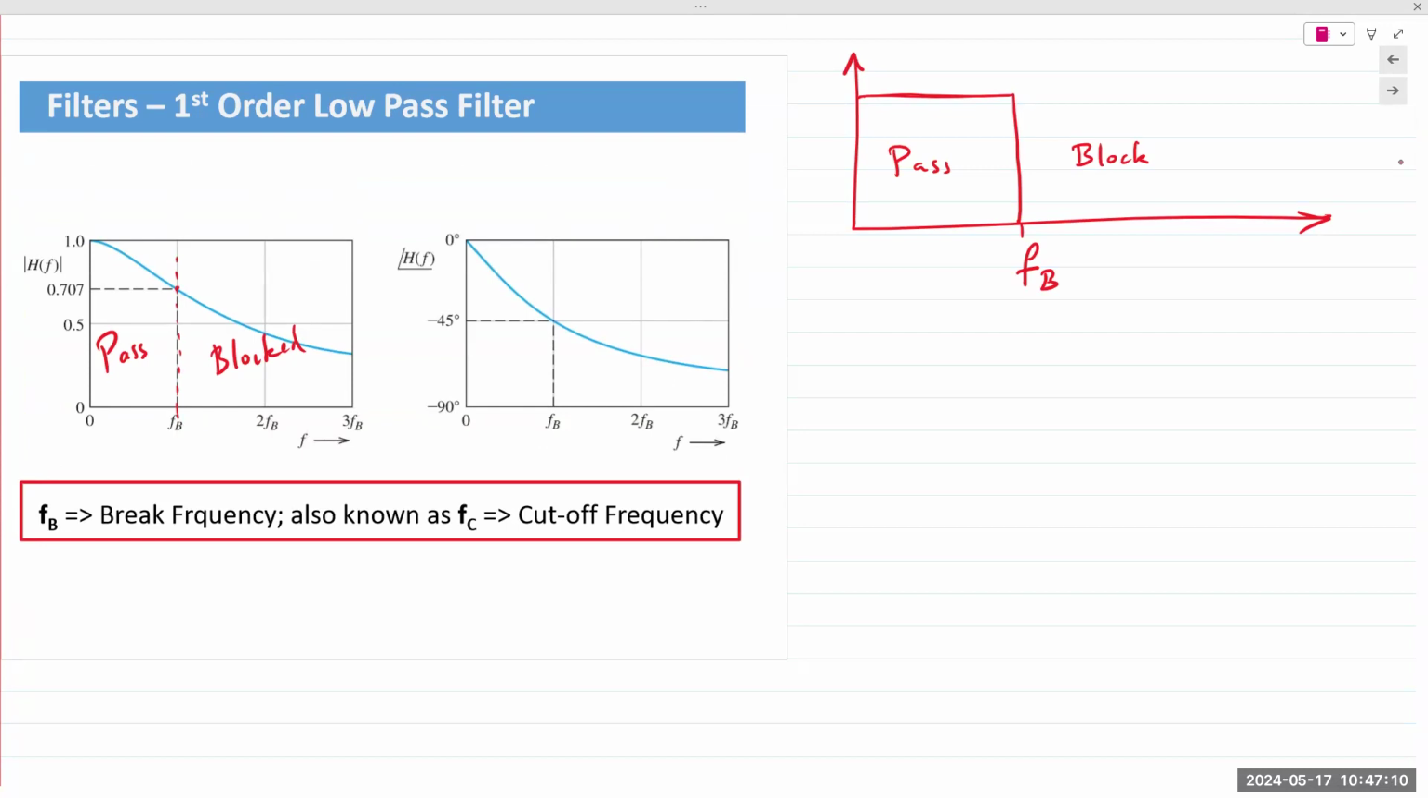Break frequency is also known as cutoff frequency FC. Other classes and some books also use omega. So omega C would simply be 1 over RC. Omega is 2 pi F. So if F is 1 over 2 pi RC, then omega is 1 over RC.